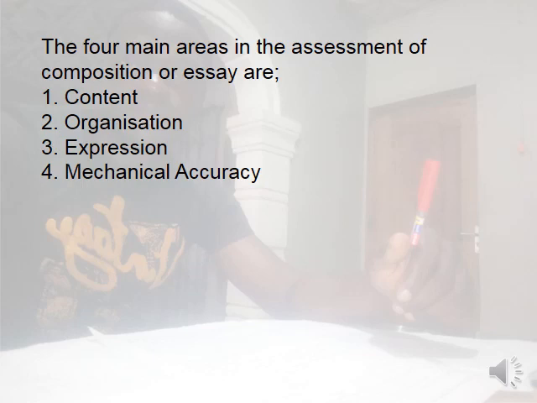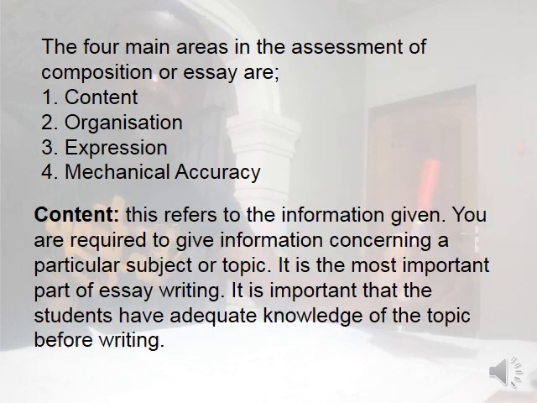Now let's talk about all these items one after the other. The first one is the content. What do you understand by the word content? This refers to the information given. You are required to give information concerning a particular subject or topic which you are writing on. It is the most important part of the essay writing. It is important that students have adequate knowledge of the topic before writing. This is just trying to tell you that before you embark on writing, you should understand that topic very well. That is what will give you an idea of what to write on.